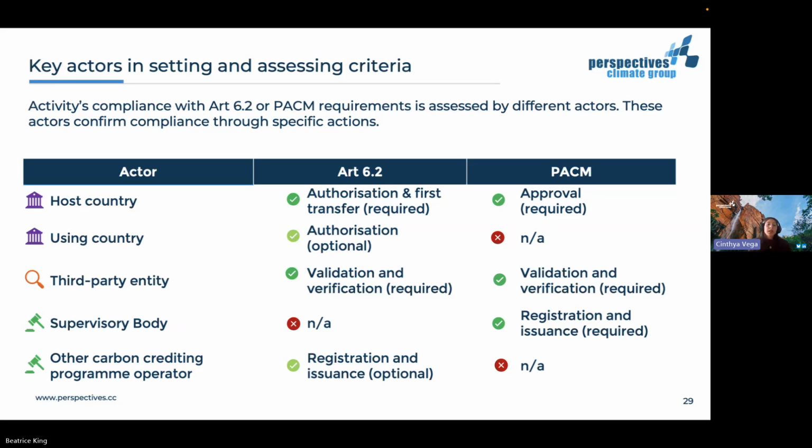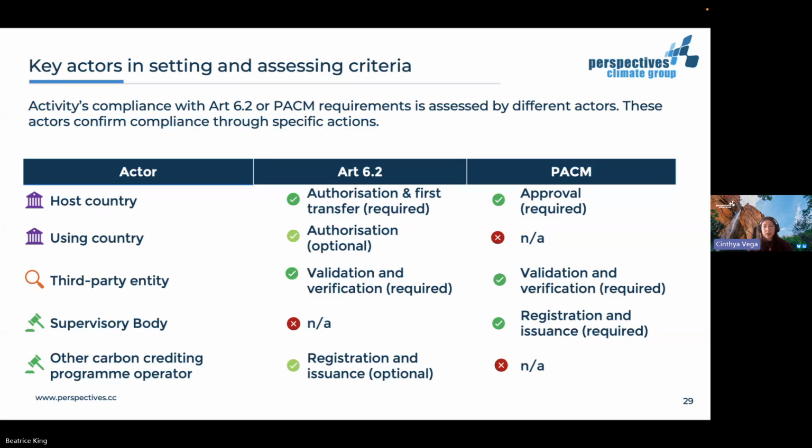Then under 6.2, the third-party entities, which are going to validate activity and verify the mitigation outcomes, will give a positive evaluation. And if they give a positive evaluation, then they will provide the validation reports and verifications necessary to the activity, and they will do the same in the PACAM. Then the supervisory body, under Article 6.2, they don't have any role, but under the PACAM, they have a registration. They register activities and issue mitigation outcomes, or carbon credits called Article 6.4 emission reductions.